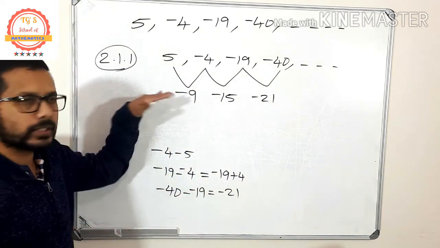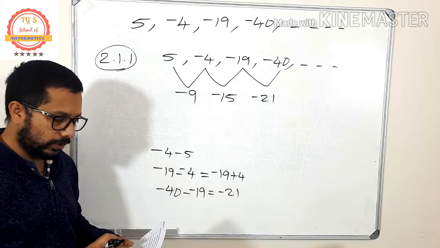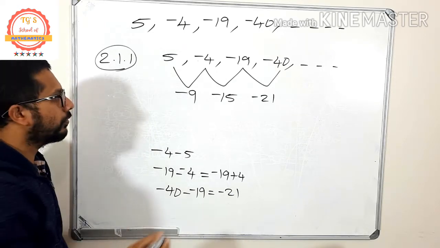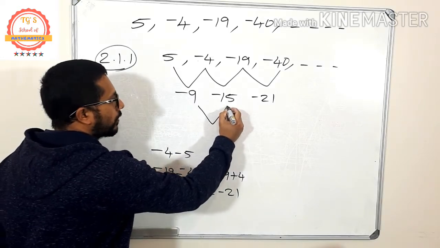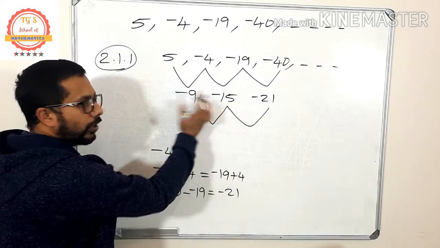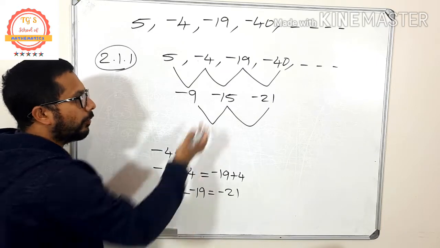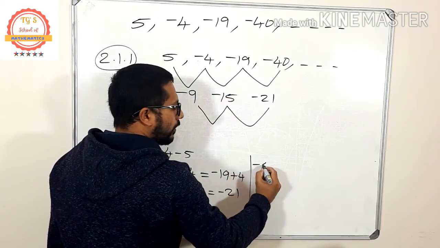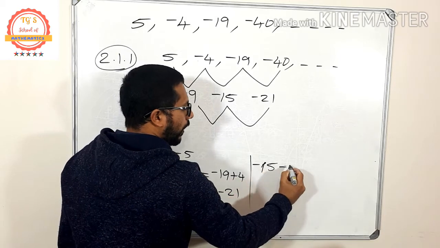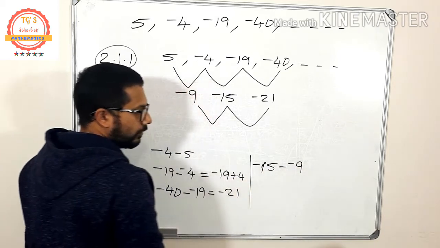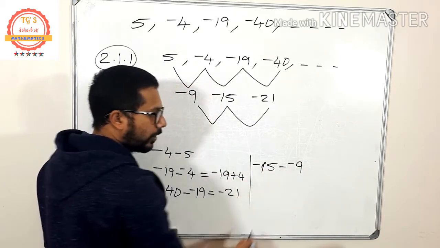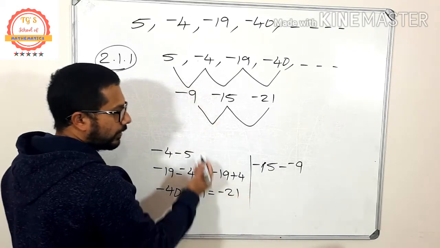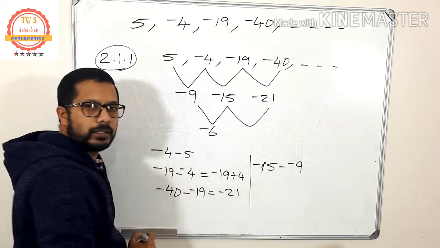So this is the first difference. What is the question? Determine the constant second difference. So we have to find the second difference. Again you have to subtract in the same method. Minus 15 minus minus 9. This minus minus becomes positive, so minus 15 plus 9. What is that? Minus 6.